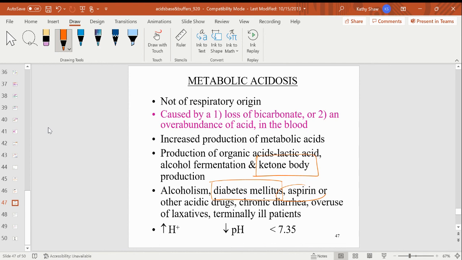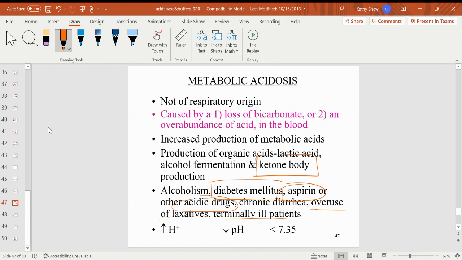We used a really easy example. We did the aspirin. I just wanted you ingesting something acidic. It could be another acidic drug. Chronic diarrhea can cause this. You wash out your buffers. Overuse of laxatives. Terminally ill patients have issues with it and everything. So you're going to hit all that stuff later in the curriculum. But again, remember the equation.